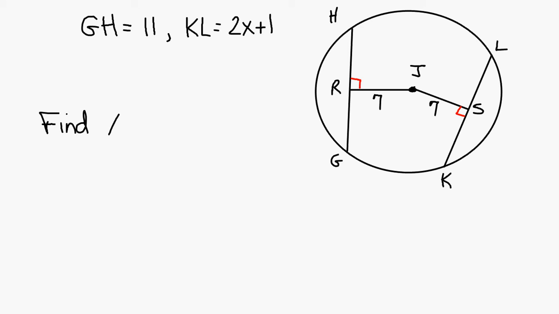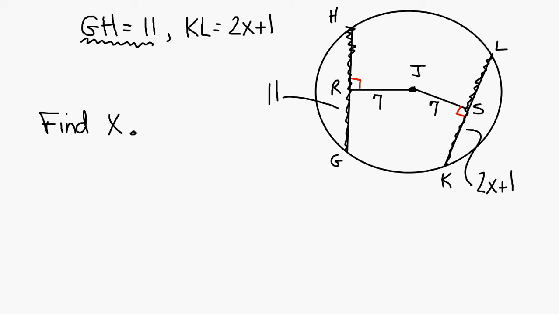Okay, so look, this information that you're given, this G to H is 11. That's this chord right here. Alright, G to H is 11. K to L, that's this chord over on the right, is 2x plus 1. And you need to find the value of x. So you're given a bunch of information here. And the theorem that you wrote down a minute ago said in the same circle, two chords are congruent if and only if they are equidistant from the center.